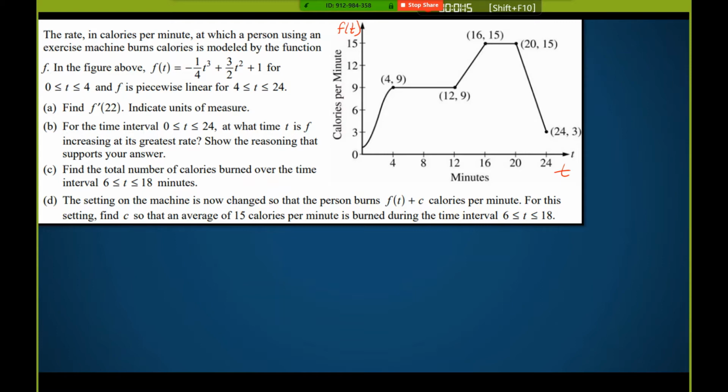This is a piecewise function, which means we can define it differently at different times. So from 0 to 4, our piecewise function is modeled by f of t equals negative 1/4 t cubed plus 3/2 t squared plus 1. After t equals 4, we have 4 separate linear functions that could model our graph. So from 4 to 12 is 1, 12 to 16, 16 to 20, and 20 to 24. 4 different piecewise linear functions.